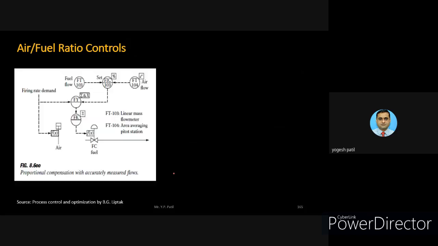Some of the air-fuel ratio controls are shown here. It can be seen that it depends on the firing rate demand mentioned over here. How much firing rate do we want? Once we get that firing rate demand value, it is given in parallel to the air control side, and it can also be given to the fuel control side.